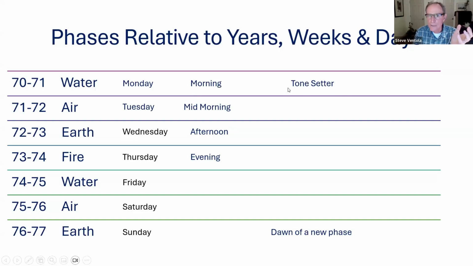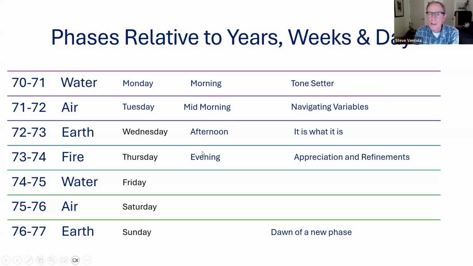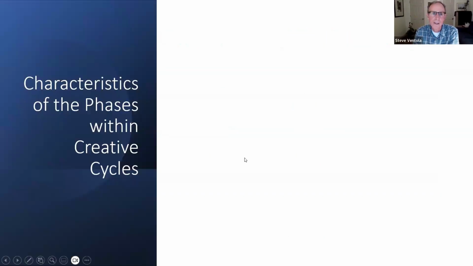Early morning is a tone setter. The mid-morning is sometimes navigating variables, you can say, in our attitudes. Afternoon, recognize it is what it is for the day. And then evening time, appreciation and refinement. So we just continue along those lines. Characteristics of the phases within creative cycles.